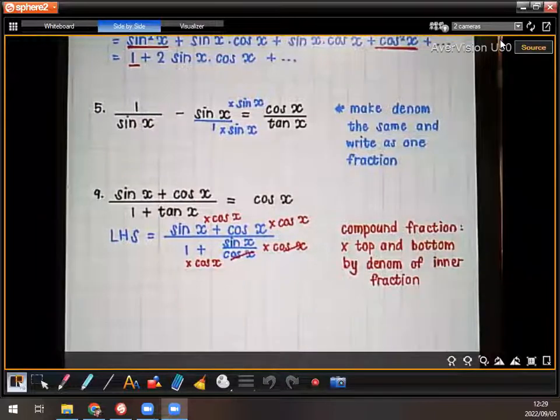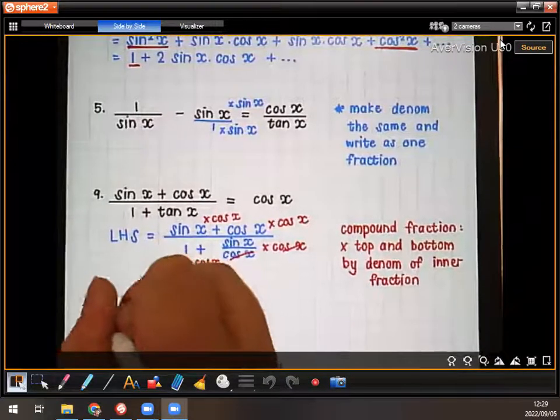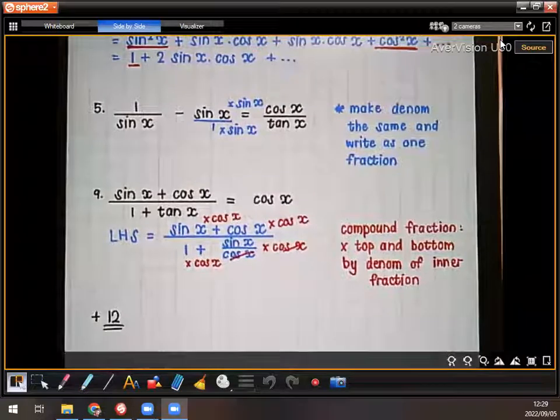Guys, remember you're doing number 12 as well. I don't have time to write it down now, but it's in your book. Books.